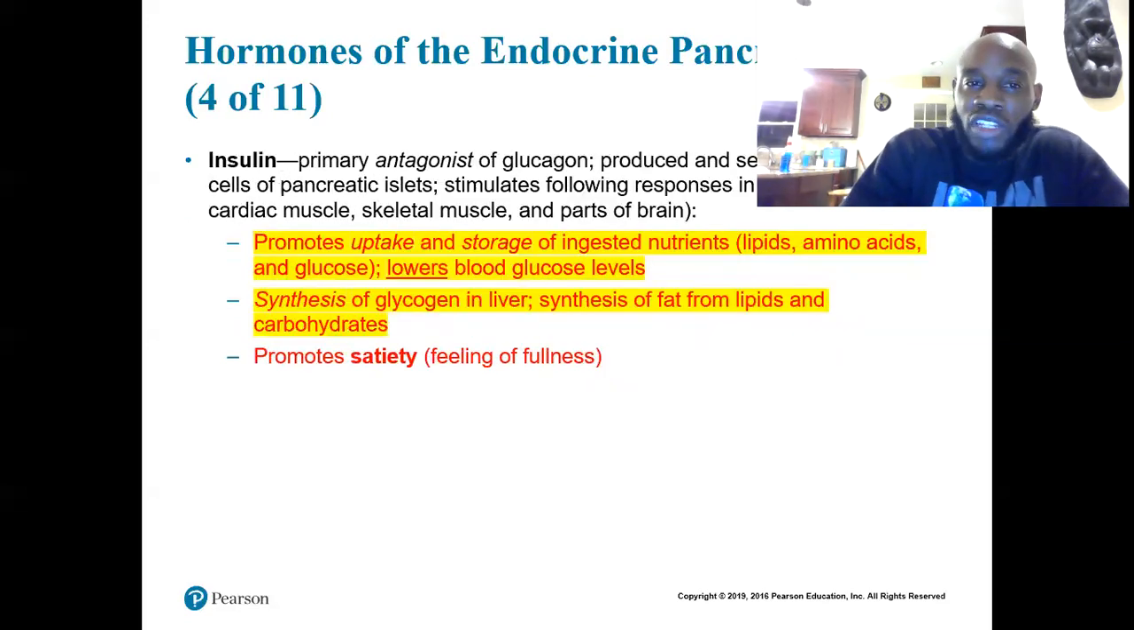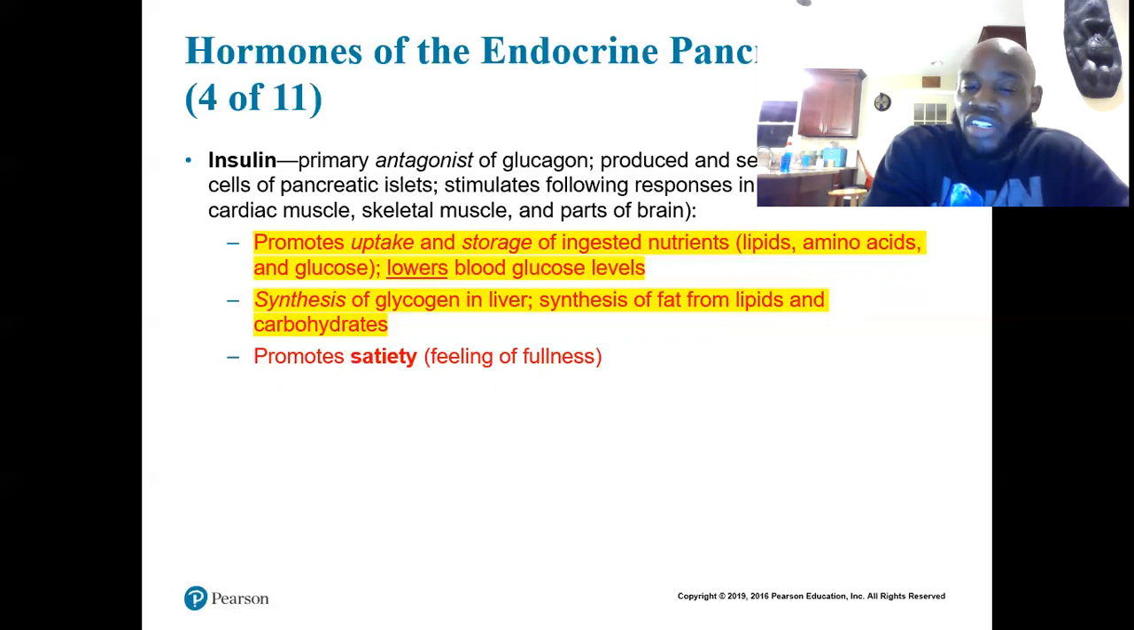Insulin, on the contrary, is the antagonist of glucagon. So whereas glucagon wants to increase your blood glucose levels, insulin wants to reduce it, right? It is produced and secreted from the beta cells of your pancreatic islets, and stimulates the following responses in target cells such as liver, cardiac muscle, skeletal muscle, and brain. It promotes the uptake and storage of ingested nutrients. So it lowers your blood glucose levels.